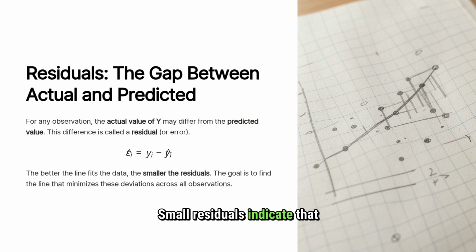Small residuals indicate that the model provides accurate predictions, while large residuals suggest that important factors may not be captured by the model. Therefore, the objective of regression analysis is to find the best fitting line that minimizes residuals across all observations, resulting in more accurate predictions and a better understanding of the relationship between variables.